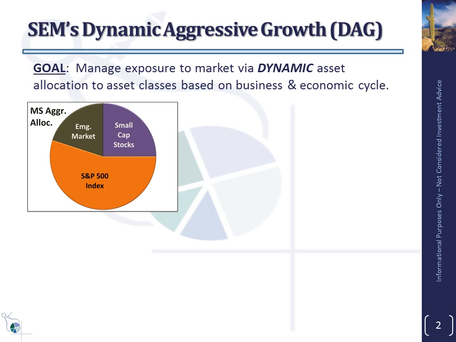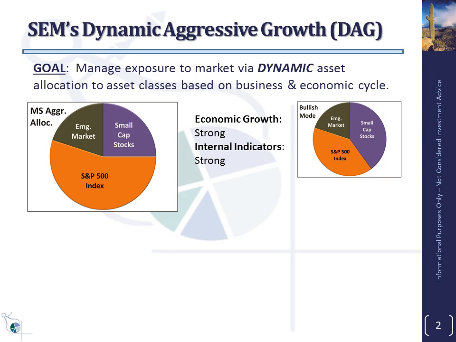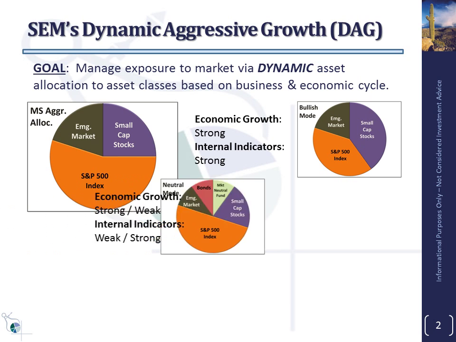From there, we will overweight or underweight the asset classes based on the economic direction, even including bonds during weak economic environments to offset some of the losses that tend to occur during recessions. So during a bullish period, you could see we're going to be heavy in emerging markets, small caps, and the S&P 500 position, which is always a core of our portfolio.